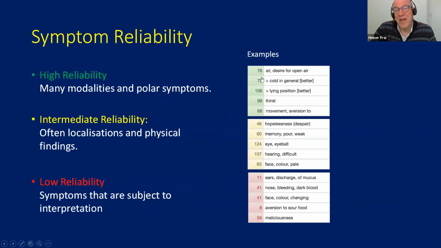In our software, you can recognize the reliability of each symptom by the color that is on the left side of the symptom. Here you see the green color marks highly reliable symptoms, modalities, and polar symptoms. The yellow color marks symptoms of intermediate reliability, and the red color marks symptoms of low reliability. So actually, in remedy determination, we aim to use, if ever possible, only highly reliable symptoms.